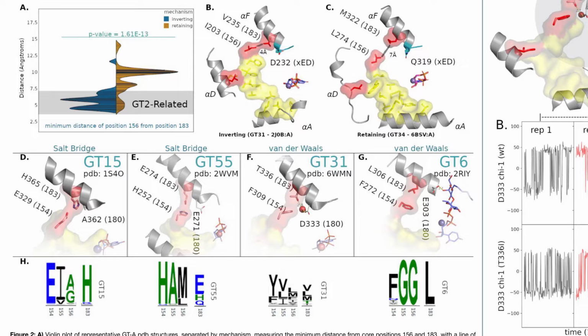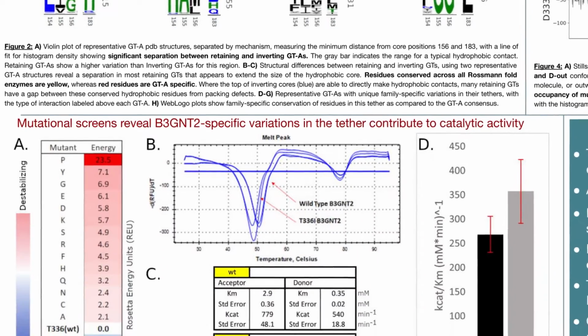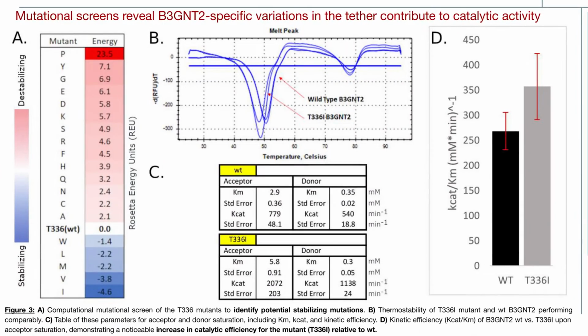This tether is actually really variable across families, but pretty well conserved within families. Panels D and E show a salt bridge in this tether rather than a hydrophobic residue. Panel F, GT31, shows a threonine in this residue rather than a hydrophobic residue. Through the Moremen lab, we had access to GT31, and in that particular threonine residue, we wanted to make some mutations to essentially see whether or not those specific variations contributed to catalytic activity.